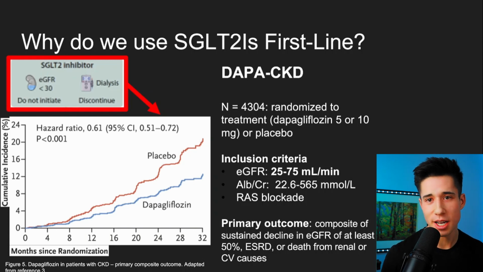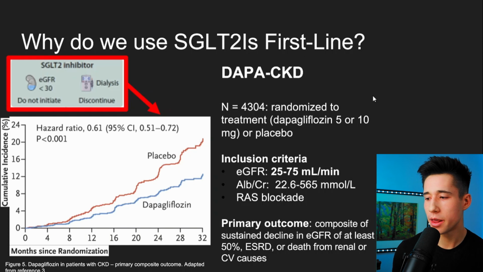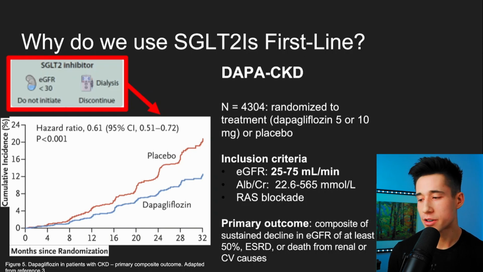There are a whole bunch of studies. I'm just going to focus on one of the newer ones. This one was DAPA-CKD, dapagliflozin in chronic kidney disease. The way that they conducted the study is they had N was 4,300, randomized to treatment and control. Inclusion criteria, let's take a look over here. I want to point out the GFR inclusion criteria. Right? So it's 25 to 75.